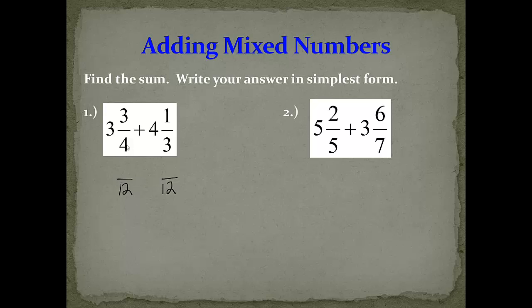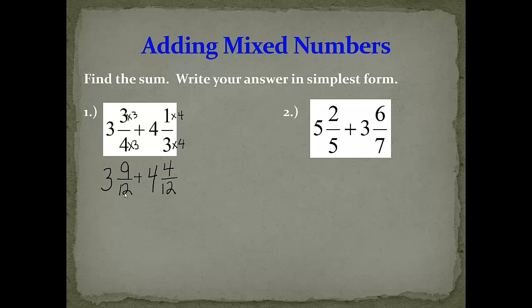For the first fraction, 4 times 3 gives us 12. So 3 times 3 would be 9. So our first mixed number is now 3 and 9/12. For our second mixed number, our denominator is 3, so we're going to multiply by 4 to get 12. We will also multiply our numerator by 4, and 1 times 4 is 4. So our second mixed number is 4 and 4/12.